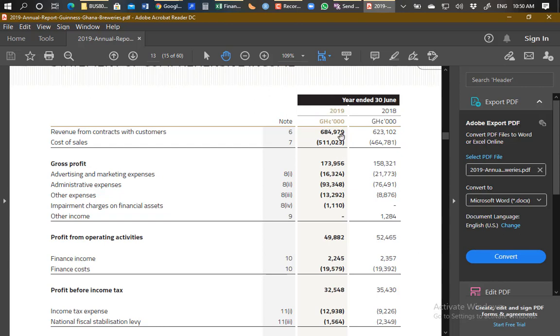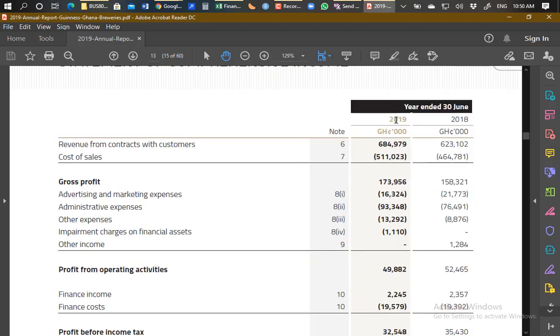In this case, it is 2019. And you can all see the 2019 there. 2019 is the year of reporting. And then they bring the previous year as a comparative year. So this is how traditionally we present our company's financial statements.